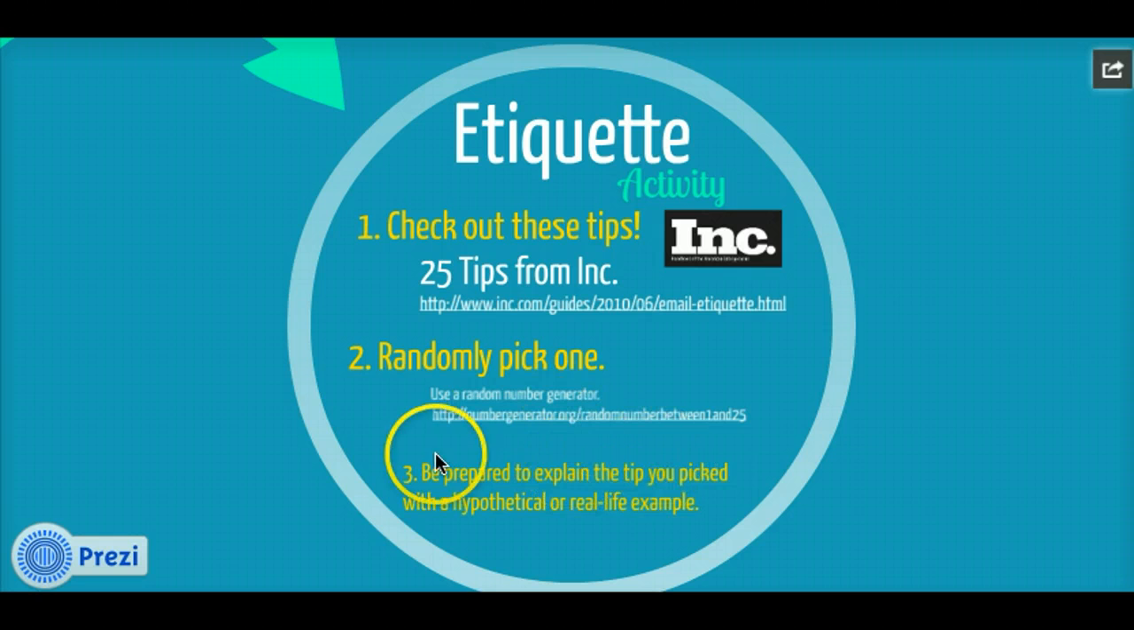Be prepared to explain the tip that you've picked with a hypothetical or real-life example of how you would either use or not use that particular thing that's being discussed in the tip.